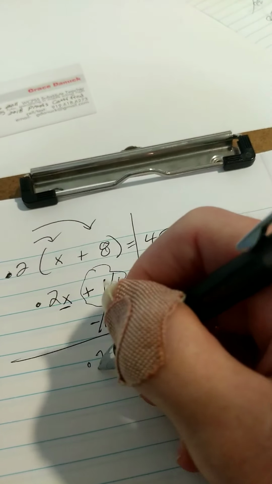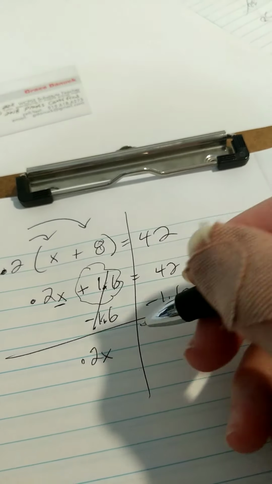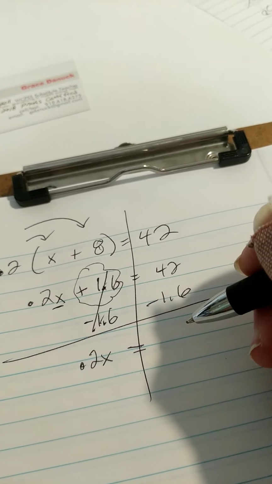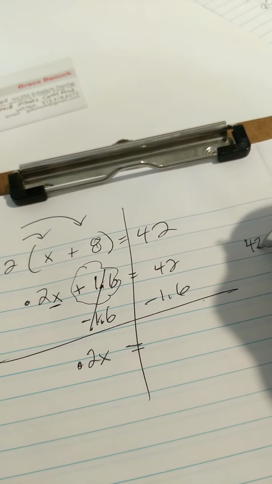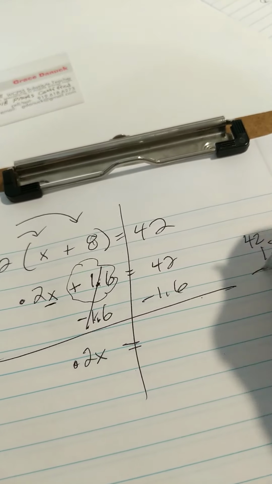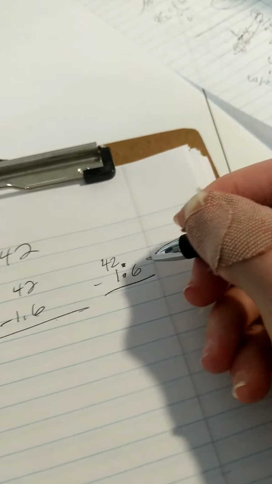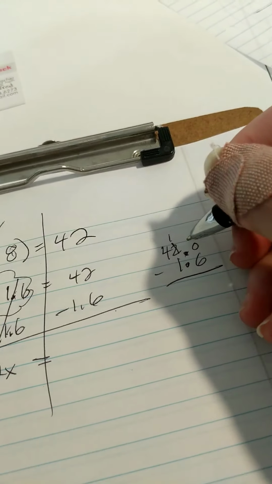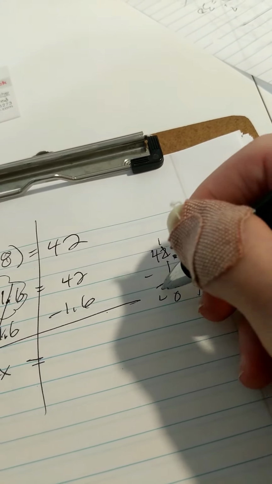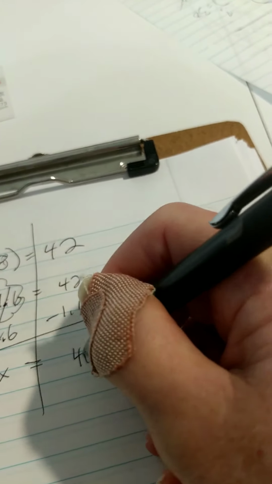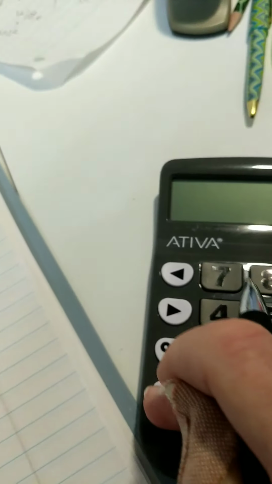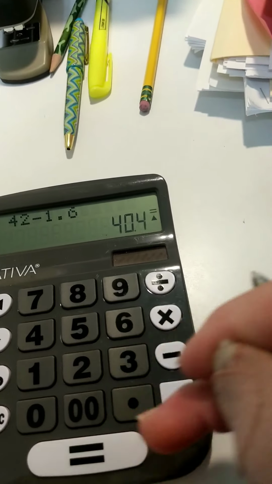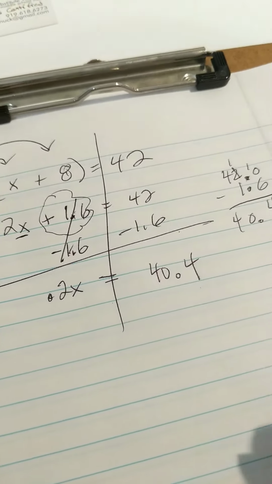That goes away, so I'm left with, because it became 0, that's why it goes away. I'm left with 0.2x, and I have 42 minus 1.6. You can certainly do this on your calculator, but hopefully you would also know how to do this method. And if I did that correctly, you should get 40.4. Let's just do it on here. 42 minus 1.6, 40.4. Terrific.